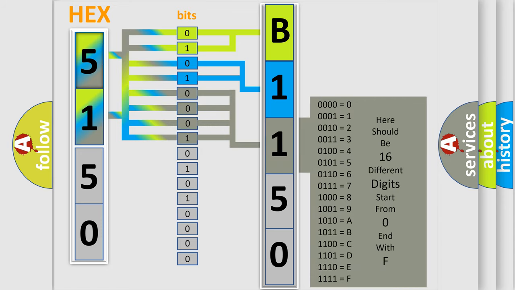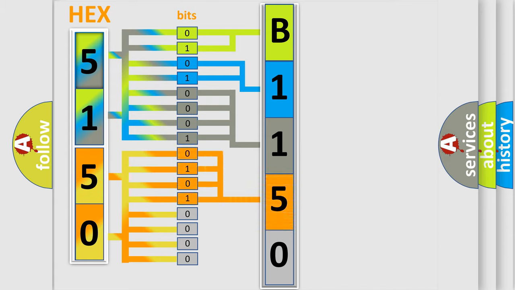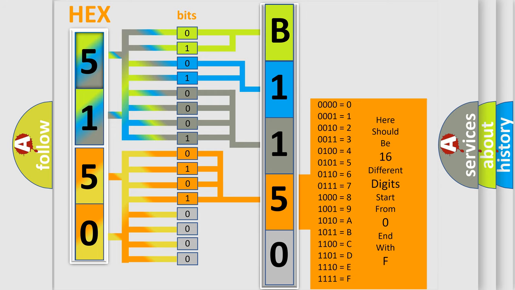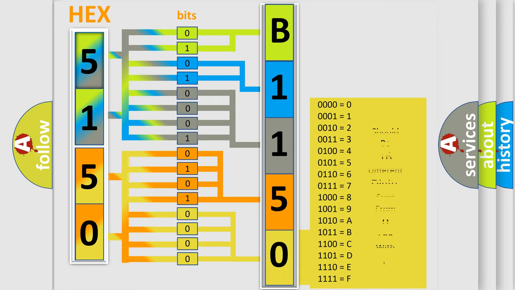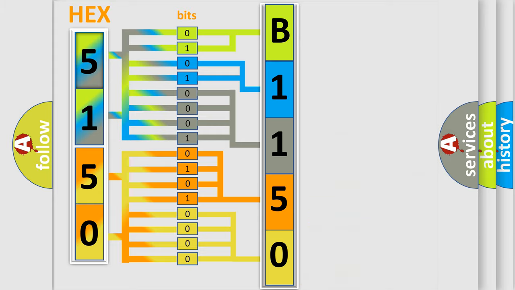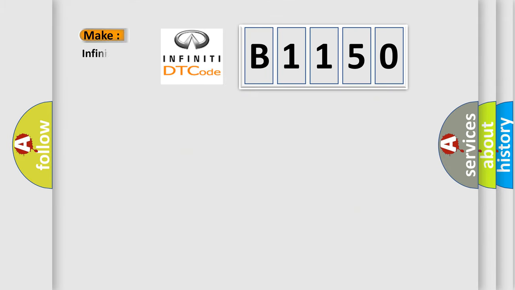The second byte is composed of a combination of 8 bits. The first 4 bits determine the fourth character of the code, and the combination of the last 4 bits defines the fifth character. A single byte conceals 256 possible combinations. We now know in what way the diagnostic tool translates the received information into a more comprehensible format. The number itself does not make sense to us if we cannot assign information to what it actually expresses. So, what does the diagnostic trouble code B1150 interpret specifically for Infiniti car manufacturers?